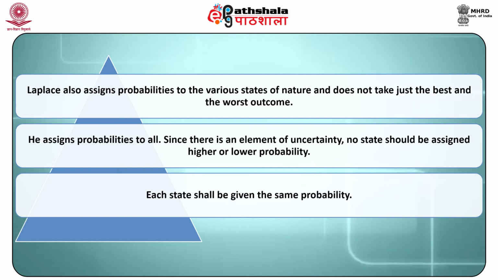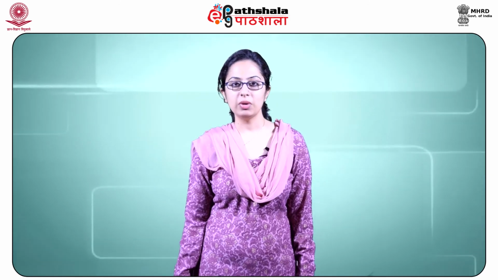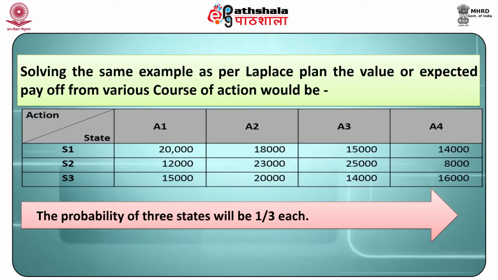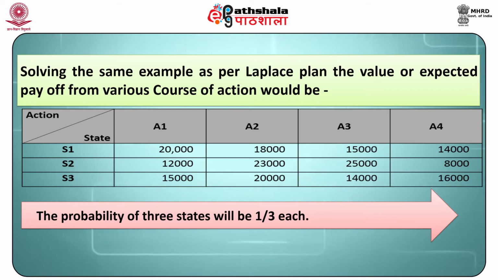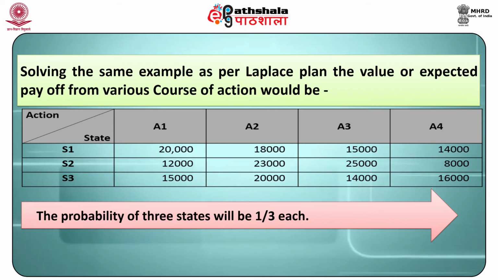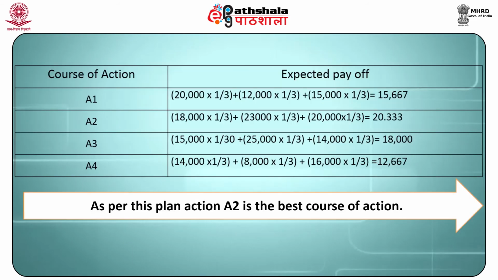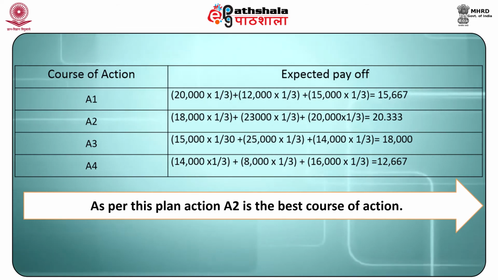Since there is an element of uncertainty, no state should be assigned higher or lower probability. Each state shall be given the same probability. Solving the same example, as per Laplace plan, the value or expected payoff from various courses of action would be as per the following table. The probabilities of 3 states will be 1/3 each. Table can be seen on the screen. As per this plan, action A2 is the best course of action.